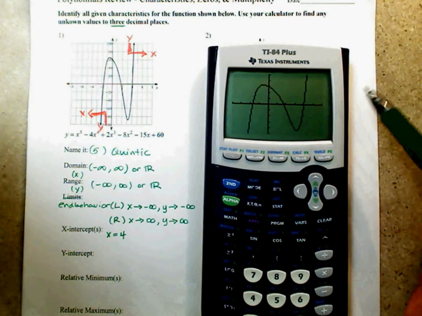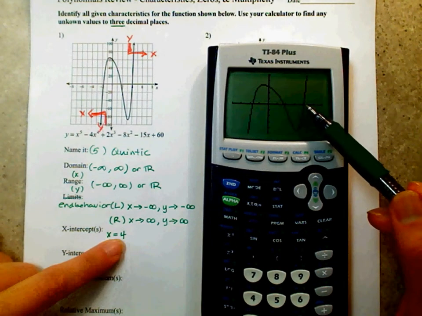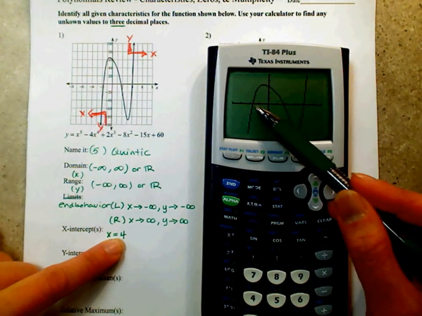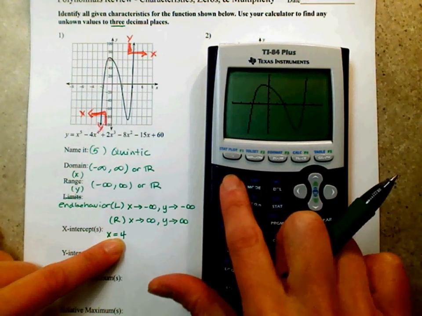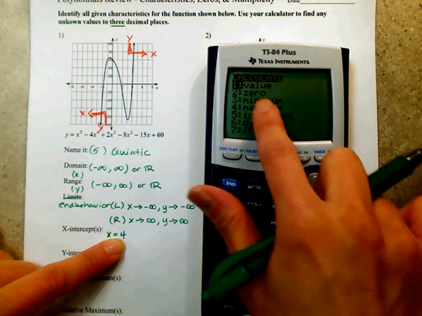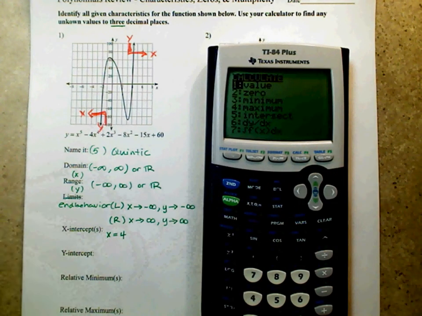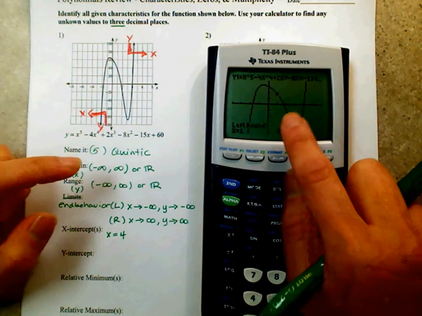See all those 3 points? Well, I found this first one to be 4. You can find the other 2 as well. To find that, you want to go to your zeros, okay? So hit second, calculate. See where it says zeros? Zeros is the same thing as your x-intercept. So hit 0. I'm going to find this point first.